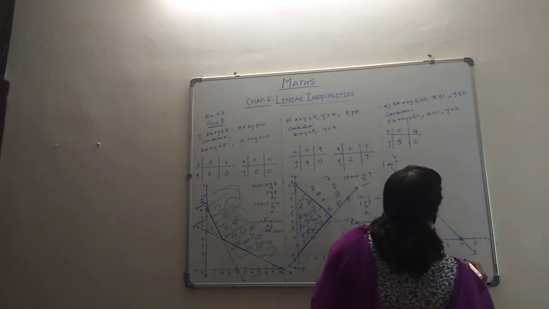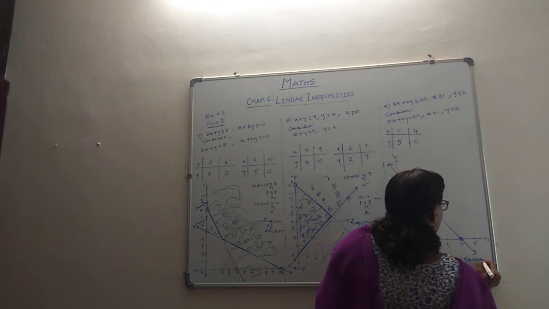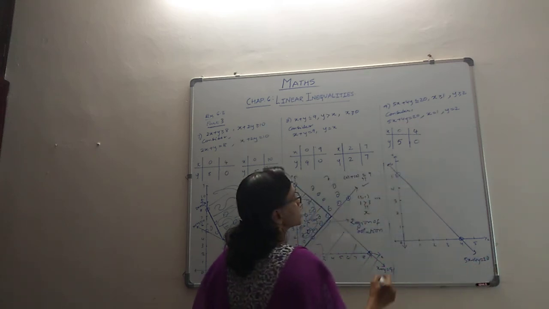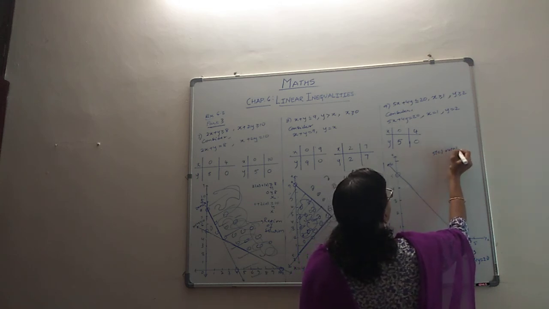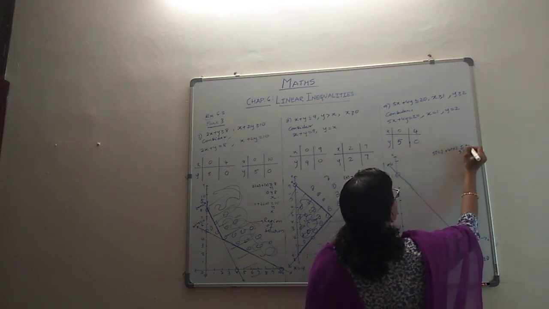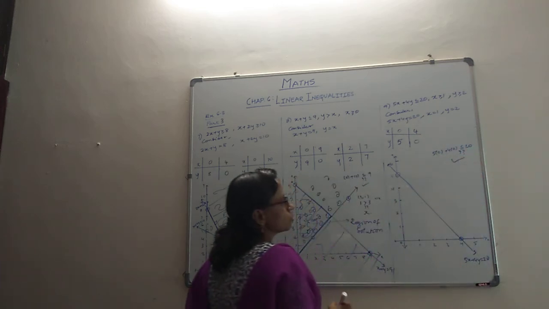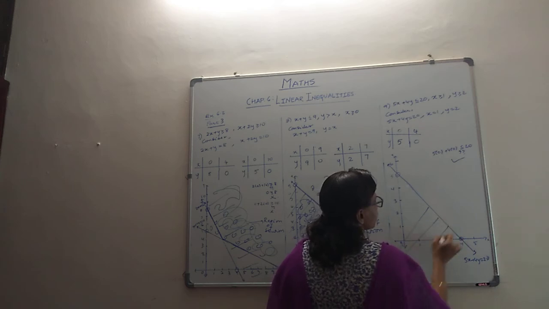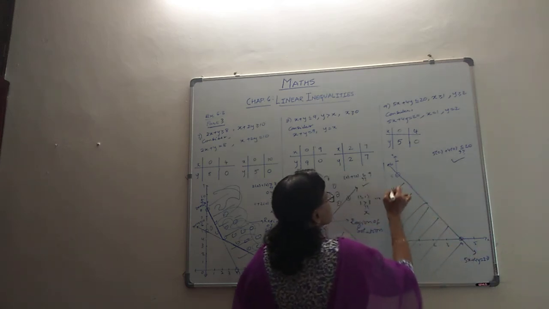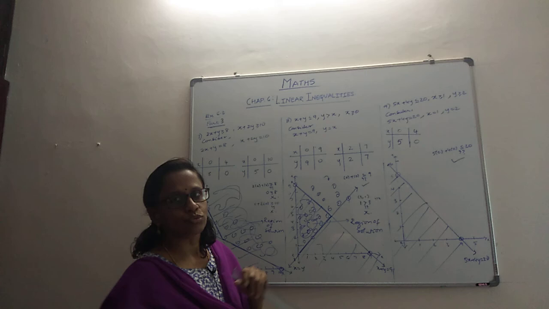And this is a line 5x plus 4y equal to 20. Now the region is to be decided. 5 into 0 plus 4 into 0, whether it is less than or equal to 20, yes. Because 0 is less than 20. So it's the origin area which is the area of solution. So this part all is the area of the solution. Then we have those two equations, which are very easy.